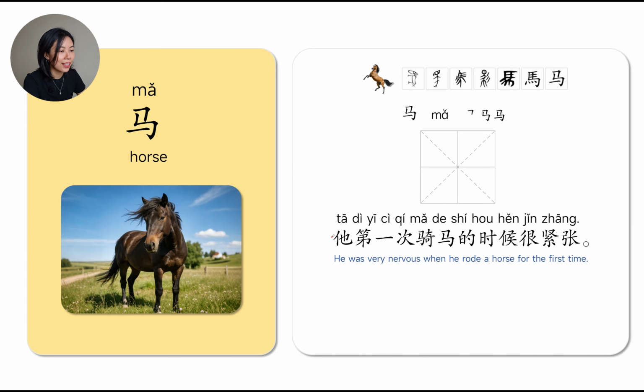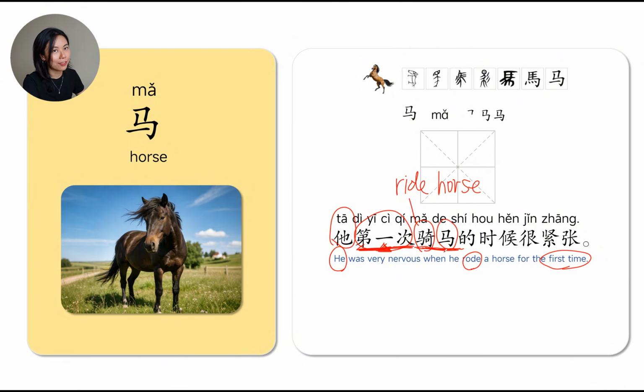Let's see. 他 he. 第一次 the first time. 一 is one. 第一 is first. 第一次 first time. Alright? 骑马, 骑 is to ride. To ride. 马 is the horse. Okay? 骑马 is to ride the horse.